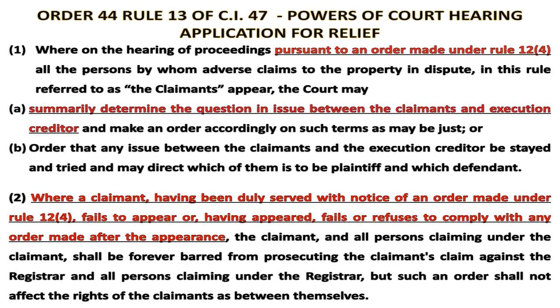So what will happen? Look at Order 44 Rule 13, Sub Rule 2. Where a claimant, having been duly served with notice of an order under Rule 12.4, fails to appear, or having appeared, fails or refuses to comply with any order made after the appearance, the claimant and all persons claiming under the claimant shall forever be barred from prosecuting the claimant's claim against the registrar.